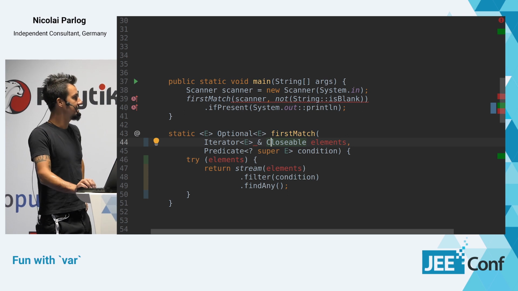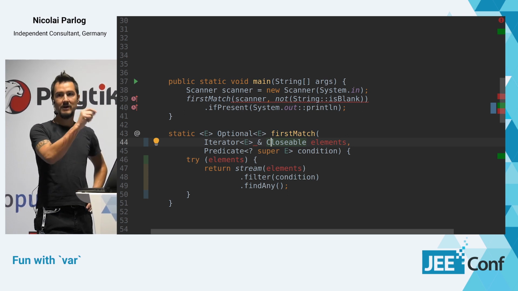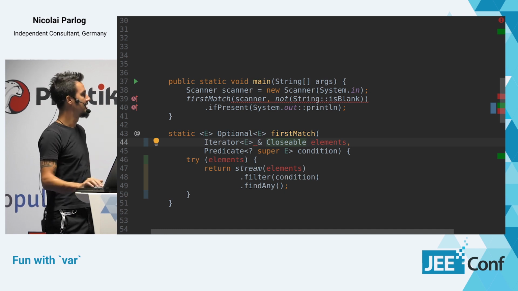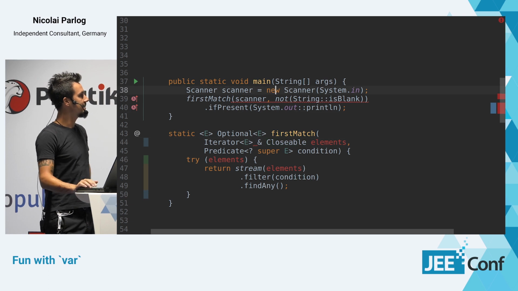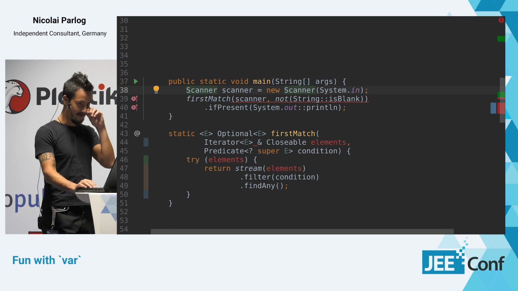Now, as I said, you could create an interface that is a closable iterator. It's very simple. It's a single line. Interface ClosableIterator extends Closable and Iterator. But the problem is that Scanner doesn't implement that interface. And you can't change that because it's not your class. Okay, so what now?